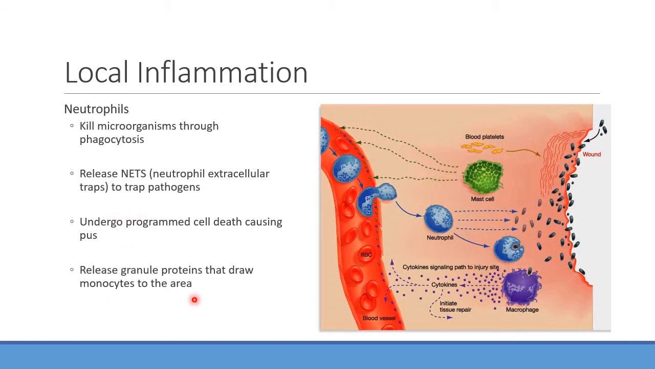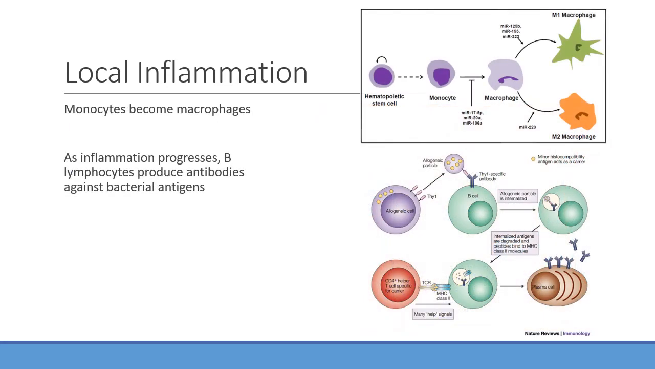And then they can also draw other monocytes to the area. So again, neutrophils show up first, and they can release products that will attract more monocytes to the area that can then work as macrophages, essentially. And then monocytes become macrophages, and as you progress is where the lymphocytes are going to start to get involved. This is where B lymphocytes are going to start to produce antibodies, especially if they can develop immunity against a particular type of bacteria. This is where this can start to occur as well. Okay.